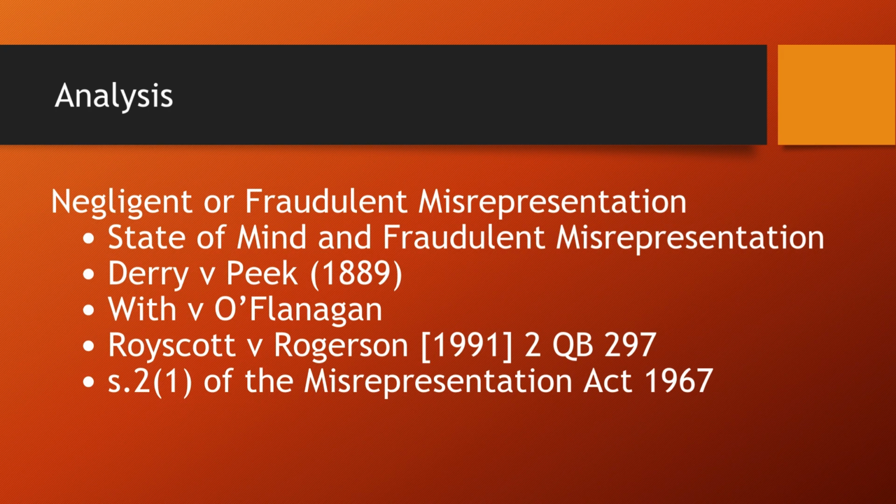State of mind and fraudulent misrepresentation. For the misrepresentation to be fraudulent, the defendant must knowingly or recklessly make a false statement. In Derry v Peek, 1889, the court held that fraudulent misrepresentation requires intent to deceive or reckless disregard for truth. When Boris initially stated that the carpet had not been repaired, he may not have known about the defect, suggesting negligence rather than fraud.